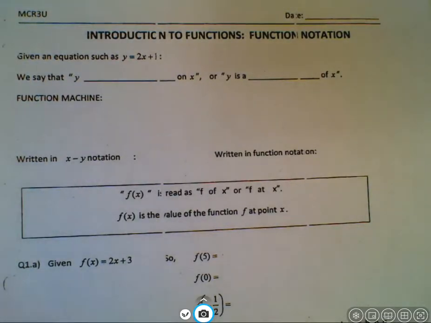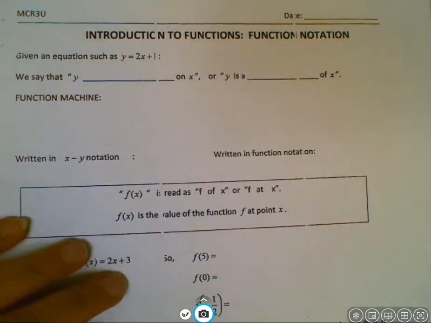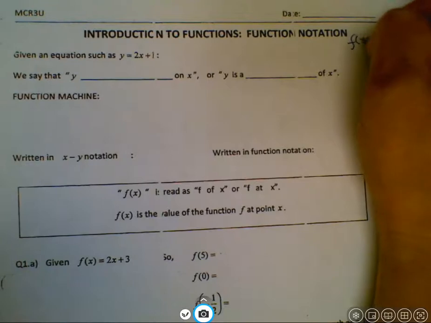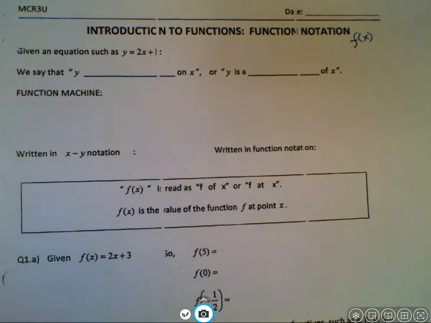Today's topic is called function notation. So you may have seen in the past something that looks like this, an f with a little bracket and an x. Today we're going to learn what that means and how to use it.